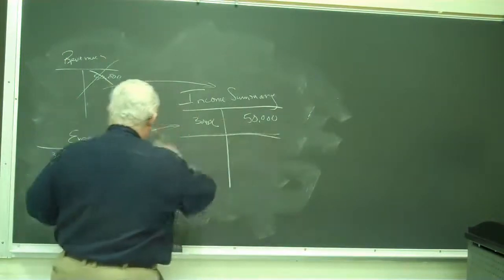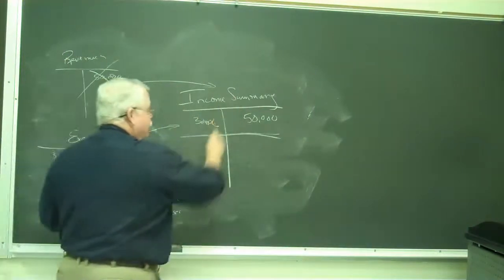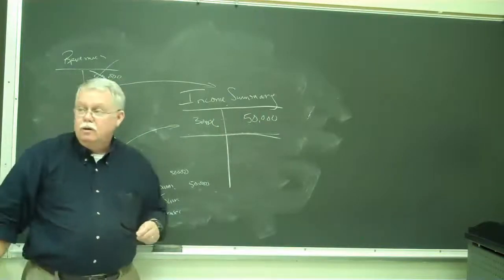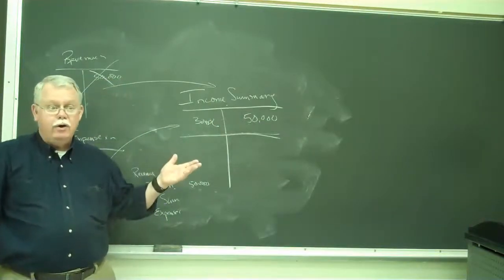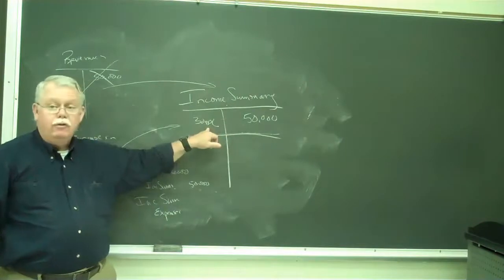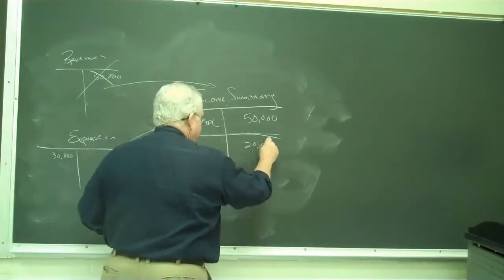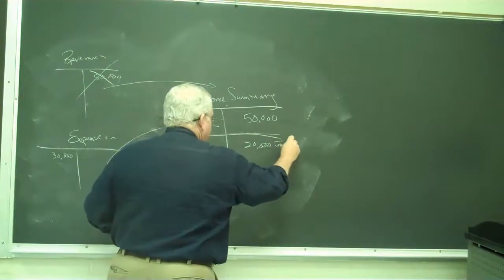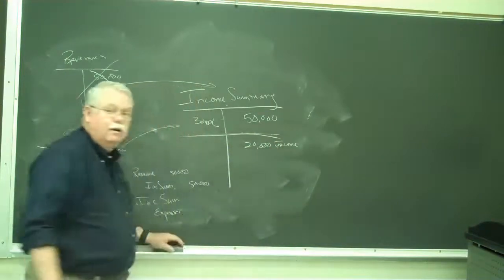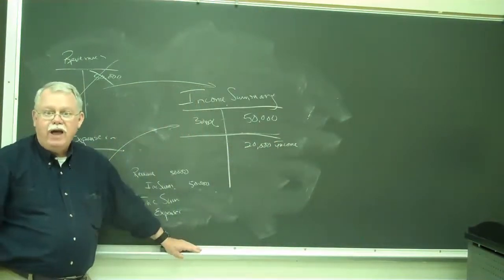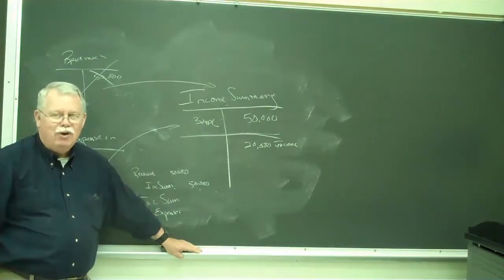And when I get them all posted over here, what's that income summary showing me? It shows me my profit for the year: income minus expenses. And then I'm going to take that amount, $20,000 worth of income, and eventually transfer that over into my capital account, where I plowed it back into the business.